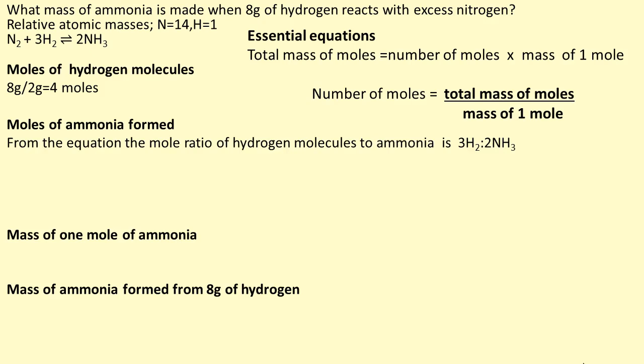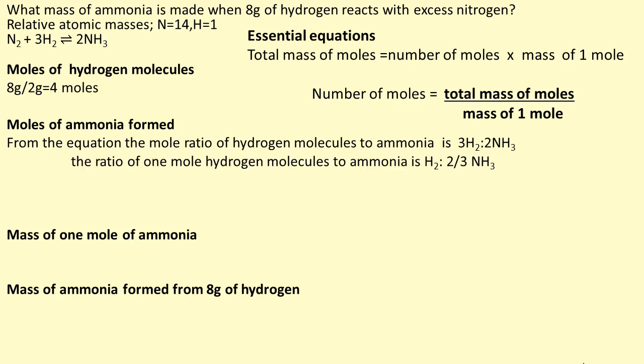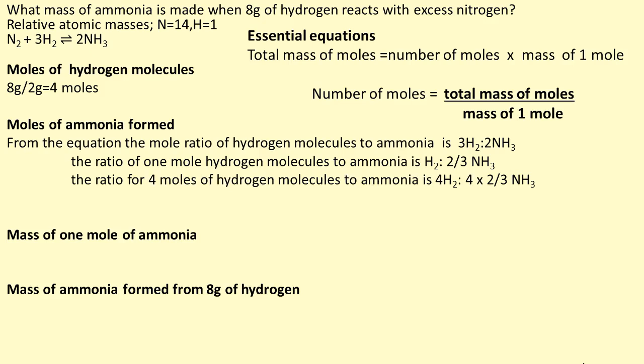Now looking at the equation, the ratio of hydrogen molecules to ammonia is 3 moles of hydrogen molecules to 2 moles of ammonia. If we adjust it down to 1 mole of hydrogen molecules, we can say the ratio is 1 mole of hydrogen molecules to 2/3 of a mole of ammonia. We do this by dividing both sides of the previous ratio by 3. Now, to adjust the ratio for 4 moles, multiply both sides of the ratio by 4. So 4 moles of hydrogen molecules will give us 8/3 moles of ammonia.